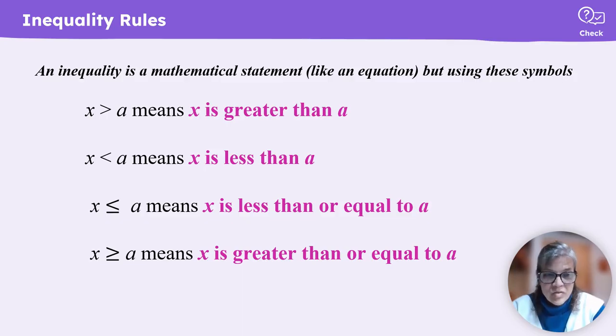So in English, it goes from left to right. That thing on the left is what gets affected, and you can see that the inequality sign is bigger on the part that's bigger and smaller on the part that's smaller.